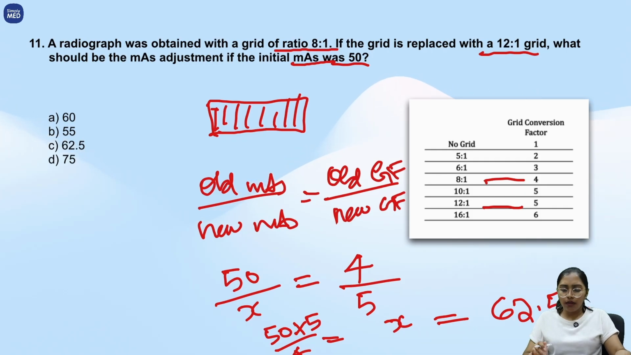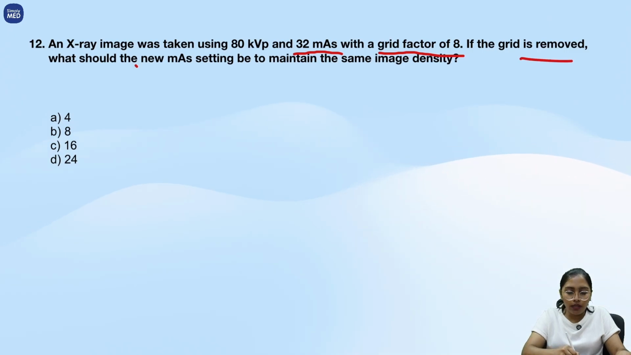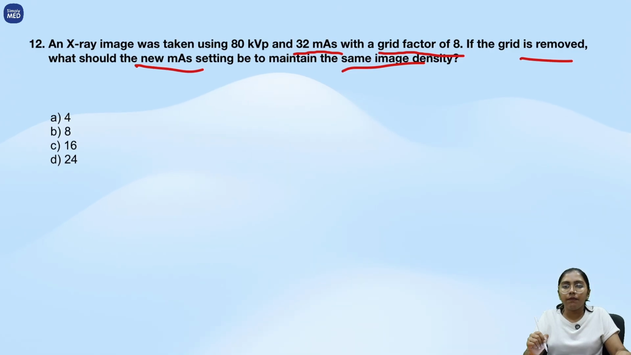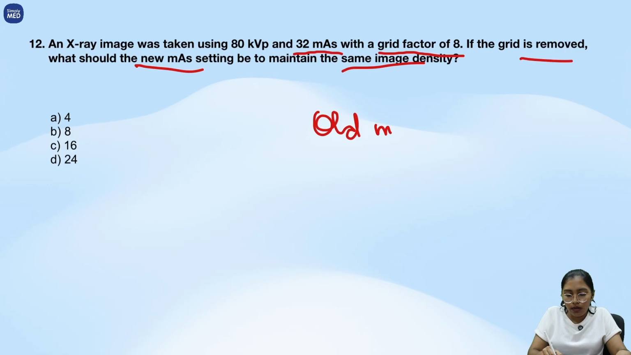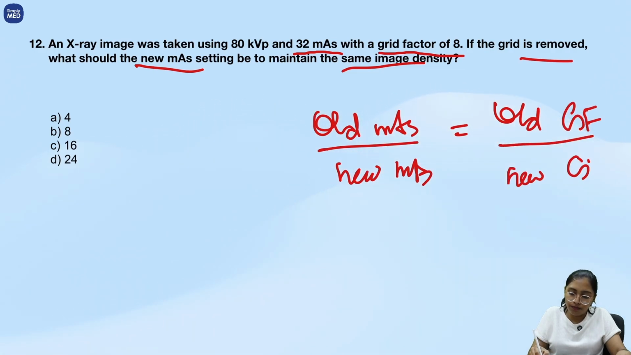Let's practice one more equation and finish this. An X-ray image was taken using 80 kVp and 32 MAs with a grid factor of 8. If the grid is removed, what should be the new MA setting to maintain the same image density? So, we have to find out the new MAs. Our equation is old MAs divided by new MAs is equal to old grid factor divided by new grid factor.